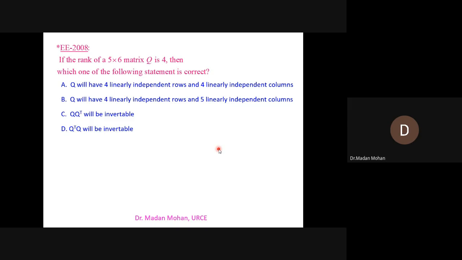Because rank is the number of linearly independent row or column vectors. Therefore, you have 4 linearly independent rows because rank is 4. Also, you have 4 linearly independent columns, not 5. If you have 5 independent columns, definitely rank is 5. Automatically, you would have 5 independent vectors. Right. Number of linearly independent rows, 4 rows and 4 columns. Okay. You know the rank definition, another definition. That's why you are able to answer. Next.